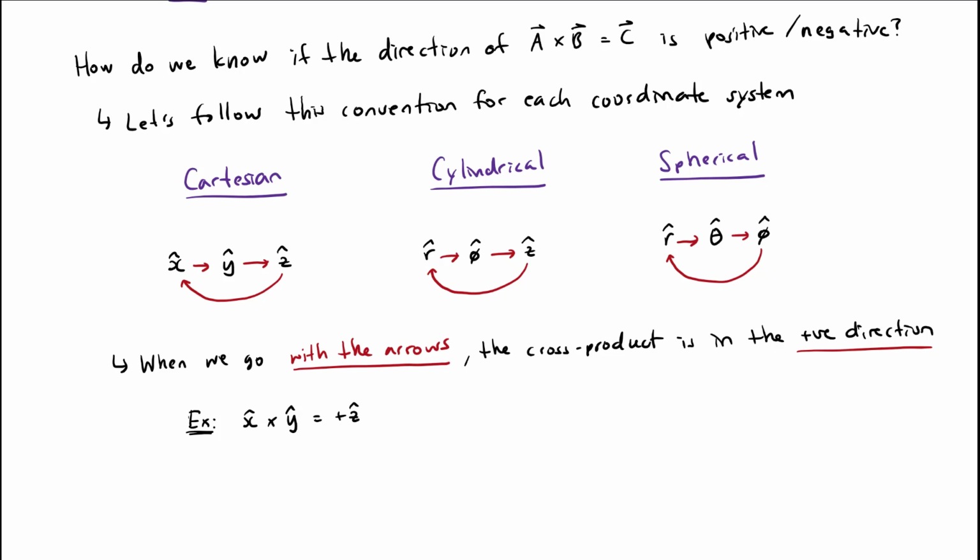That is my answer. If I look at the cylindrical coordinate system, maybe I want to do phi crossed with z. Phi going to z is in the direction of the red arrows, and therefore the remaining unit vector is r, and it's in the positive direction. Looking at spherical coordinates, what happens if I go from phi to r? So now I have phi crossed with r, it's going to give me positive theta.